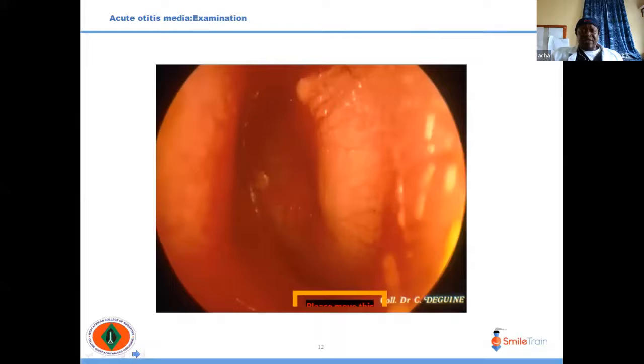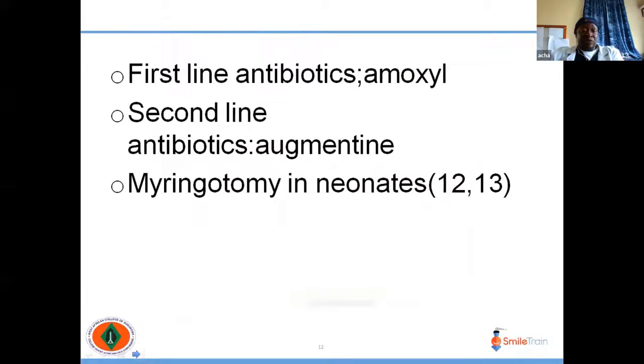And the treatment of acute otitis media is pretty simple. You give them amoxicillin. If after 5 days the child is still febrile, then you can go to Augmentin. From Augmentin, if you are not getting a good response, then you may need to give ceftriaxone. So the treatment is subdivided into first-line antibiotics and second-line antibiotics.